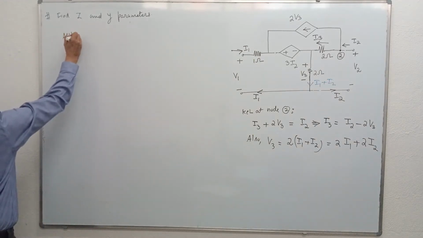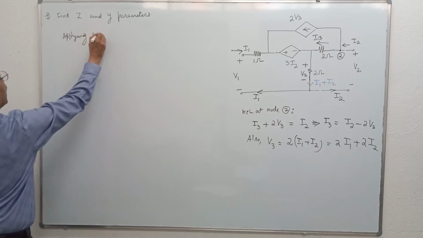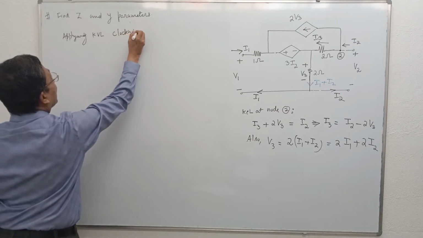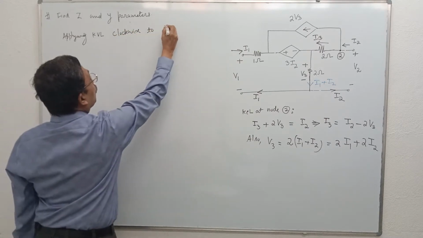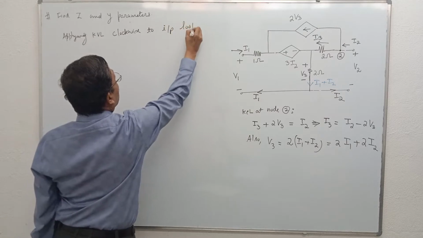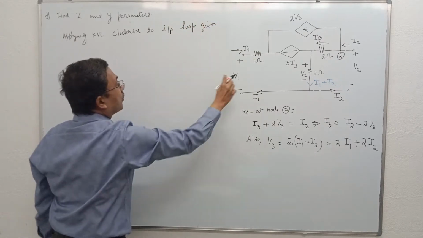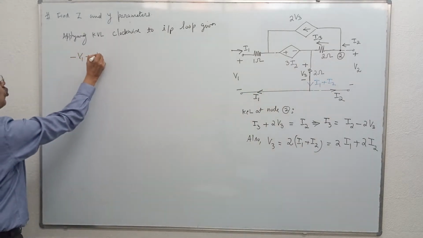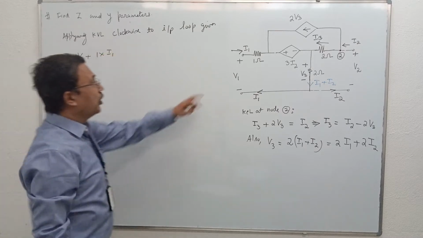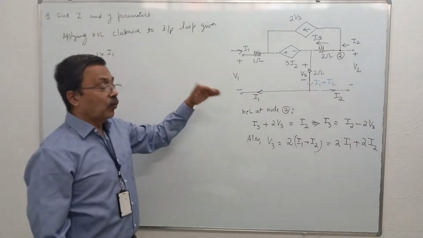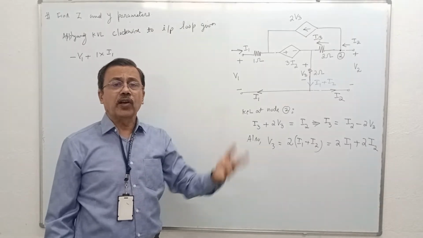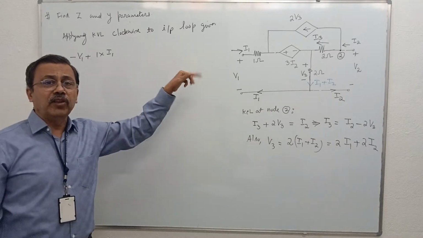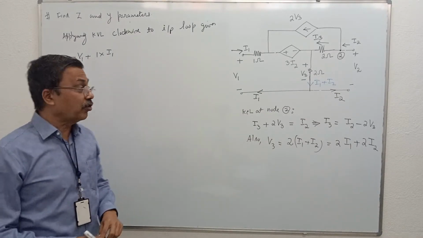Applying KVL clockwise to the input loop gives, this is the input loop, what we get? Minus V1 plus 1 into I1. 1 into I1 is the voltage drop across this. My convention, I repeat, voltage rise is treated as negative, voltage drop is treated as positive. Your convention is the other way. So whatever equation I write, please multiply that by minus 1, you will get your equation.